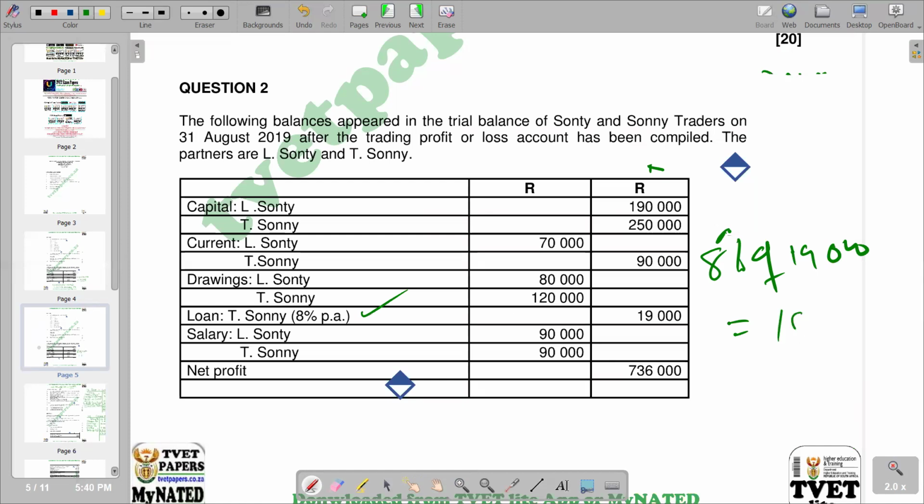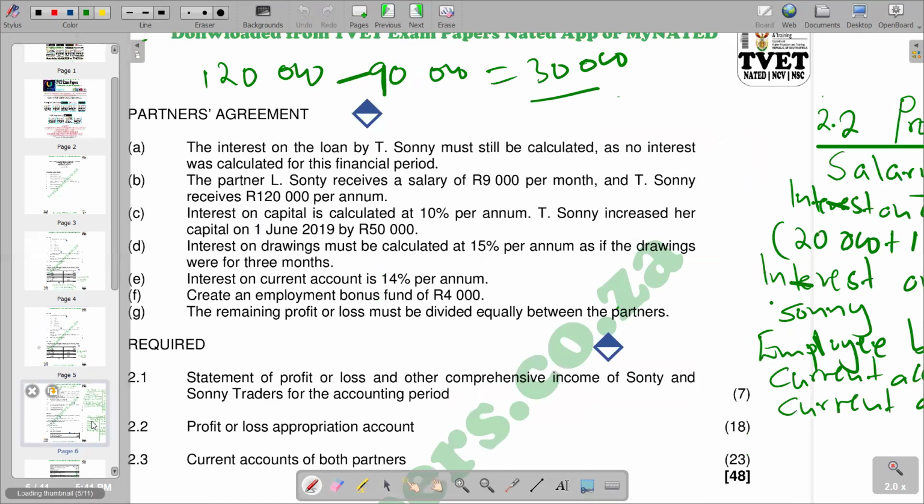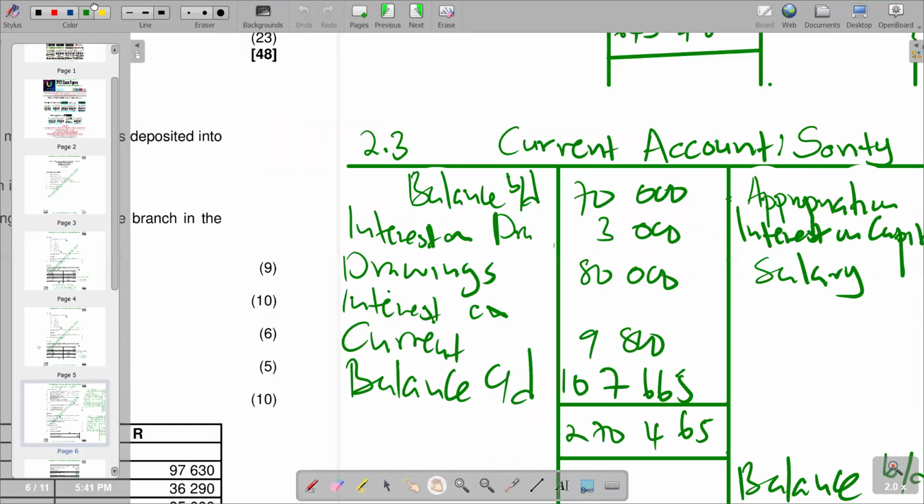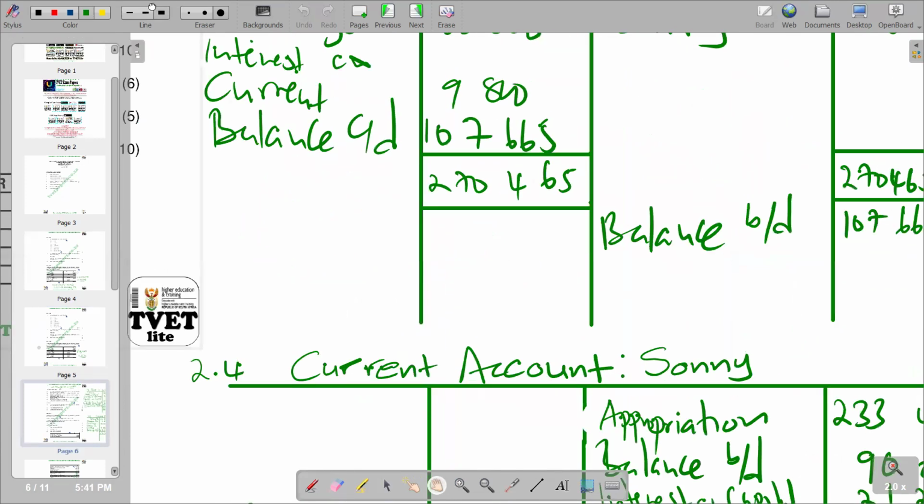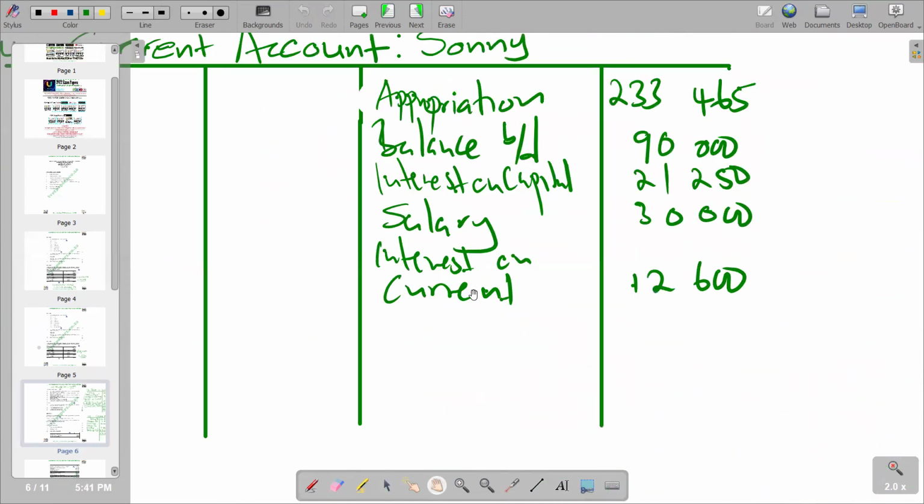So this is the loan, interest on loan, and it's for T Sonny, which is a current account that we are preparing. It's supposed to go to the credit side of the current account. So we go there. It's 1,520. So we are saying interest on loan 1,520. So this is the figure that we have.